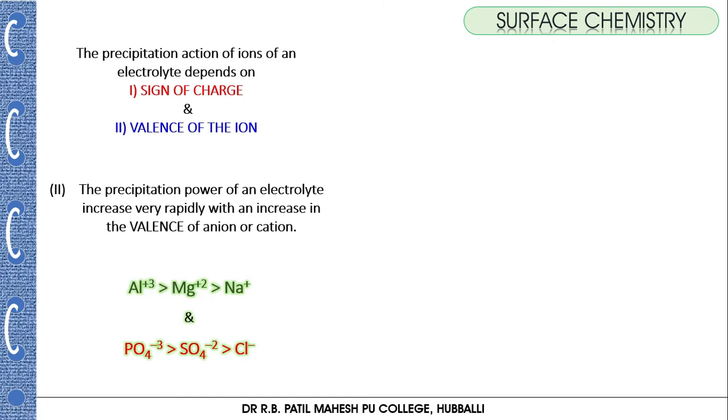So here once again they ask a question like this. They give sodium phosphate, sodium sulfate and sodium chloride, and they ask you which one is required in minimum amount to cause the coagulation of positively charged sol. Then the answer is going to be sodium phosphate, because the phosphate ion has a maximum negative charge.